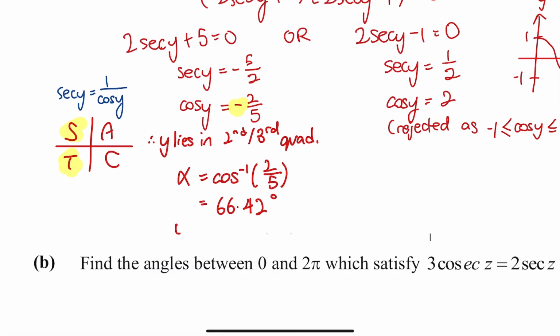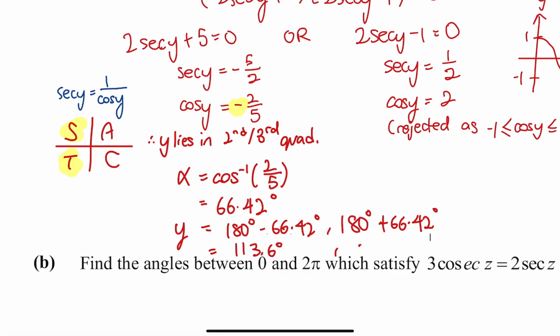y, remember this section is y, so second quadrant will be 180 degrees minus 66.42 degrees, and in the third quadrant it will be 180 degrees plus 66.42 degrees. Therefore calculate this final answer rounded off to 1 dp. You should get 113.6 degrees and 246.4 degrees. This is all rounded off to 1 dp.